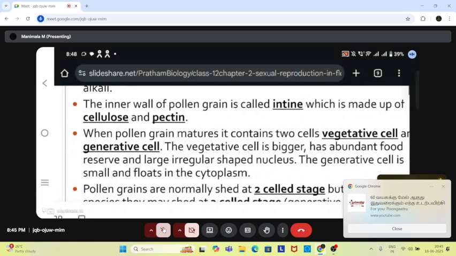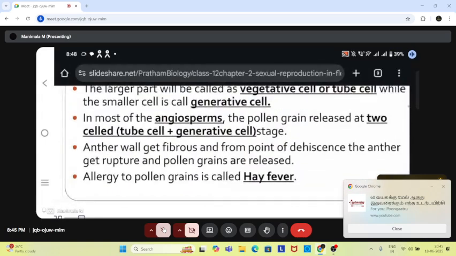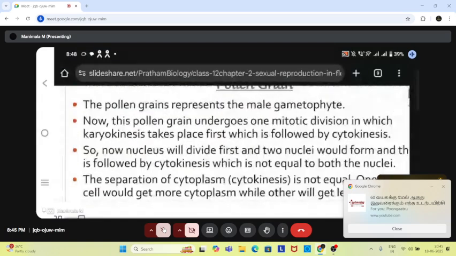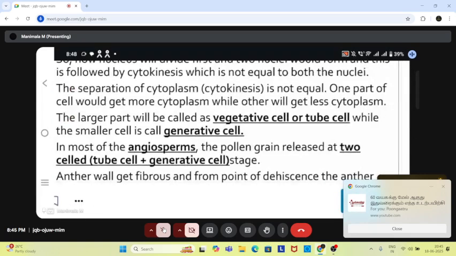Next, we are going to discuss how the pollen grains develop. Here it is given how the pollen grains will be developed. When we discuss the development of the pollen grain, the male gametophyte development is more or less uniform in all flowering plants. So which is the first cell of the male gametophyte? The answer is: the pollen grain is the first cell of the male gametophyte.